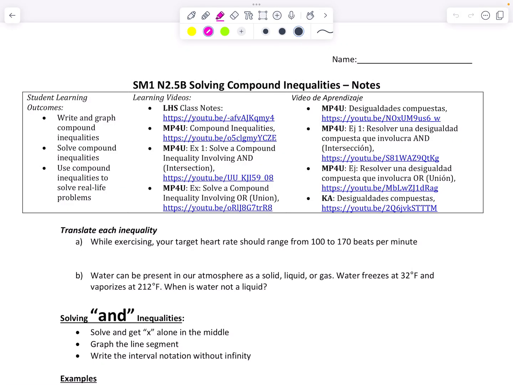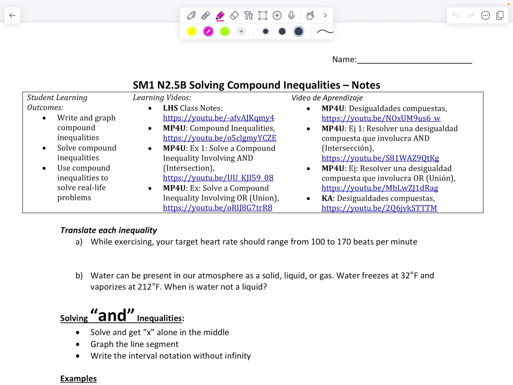All right, so for these notes, we are still dealing with inequalities, but we're going to be solving compound inequalities. Just like a compound word uses two words together, a compound inequality is going to use two inequalities that work together. So first, we're going to talk about translating inequalities. This is where we take words and we turn them into inequalities.